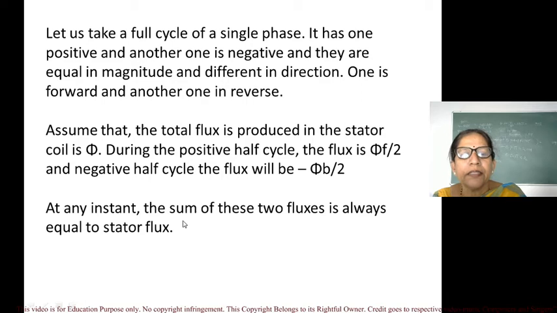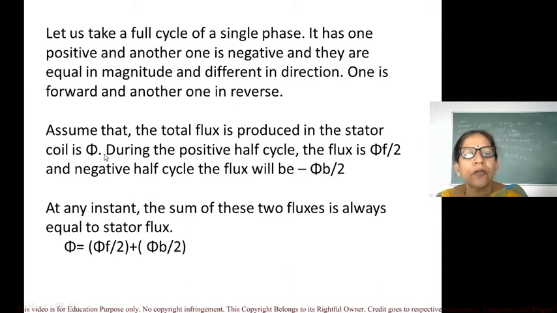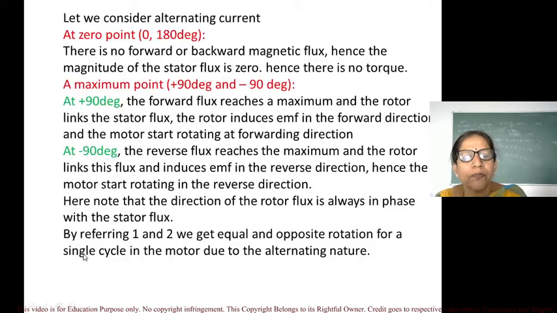So at any instant, the sum of these two fluxes is always equal to the stator flux, that is phi equal to phi F by 2 plus phi B by 2. So we consider that the total flux is a combination of two different fluxes, one revolving in forward direction, another revolving in backward direction, and at any instant the sum of these two fluxes will be equal to the stator flux, that is phi equal to phi F by 2 plus phi B by 2.